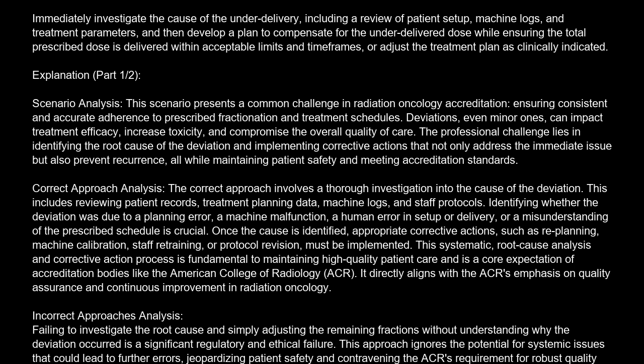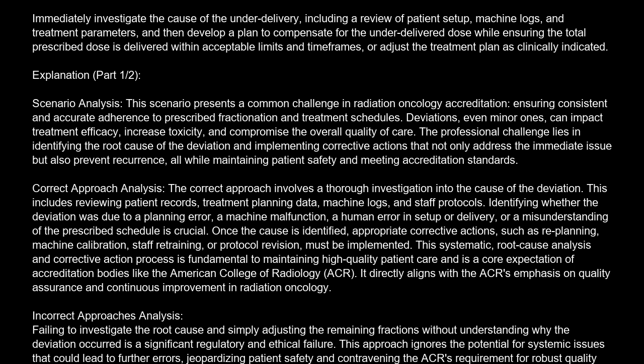Explanation. Scenario analysis. This scenario presents a common challenge in radiation oncology accreditation, ensuring consistent and accurate adherence to prescribed fractionation and treatment schedules. Deviations, even minor ones, can impact treatment efficacy, increase toxicity, and compromise the overall quality of care. The professional challenge lies in identifying the root cause of the deviation and implementing corrective actions that not only address the immediate issue, but also prevent recurrence, all while maintaining patient safety and meeting accreditation standards.